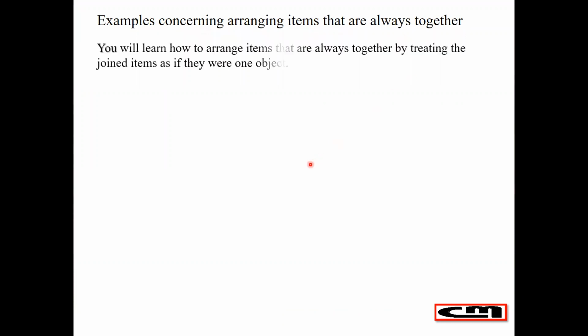Examples concerning arranging items that are always together. In this presentation, you will learn how to arrange items that are always together by treating the joined items as if they were one object.